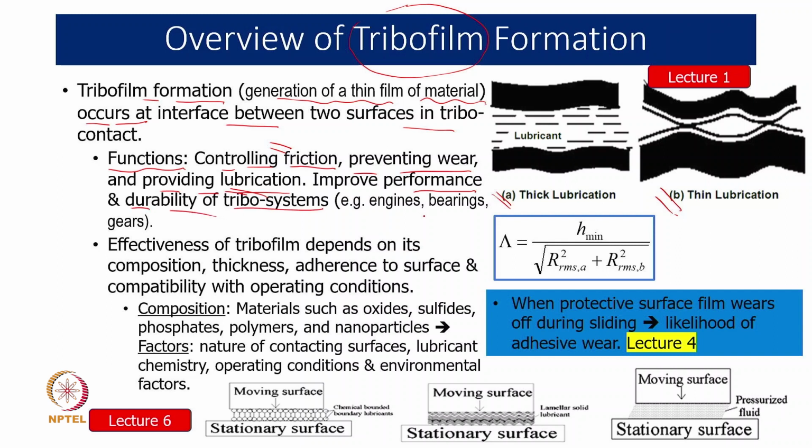What are those tribo systems? They can be engines. There are so many parts in an engine. They can be bearings. There are a number of types of bearings, a number of types of gears, cam follower mechanisms, and so on. How do we know the effectiveness of the tribofilm? We say the effectiveness of the tribofilm depends on its composition, the composition of whatever film is getting formed. It depends on the thickness.